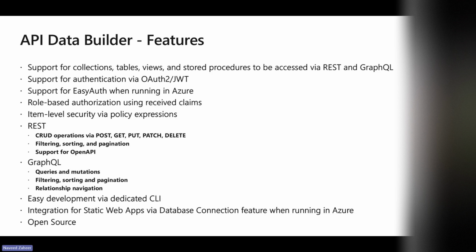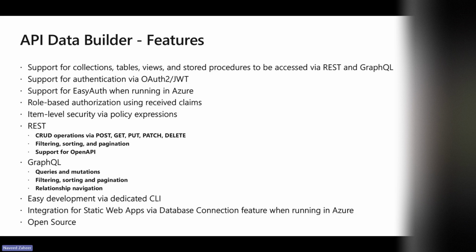Then we have some of the features. First of all, it supports GraphQL and REST, and it supports tables, views, and stored procedures. If you are using Cosmos DB, it supports collections as well. It supports authentication with JWT, and if you're running in Azure, it supports EasyAuth. You can use role-based authentication with claims, and with that, you can enforce row level filtering and authentication.